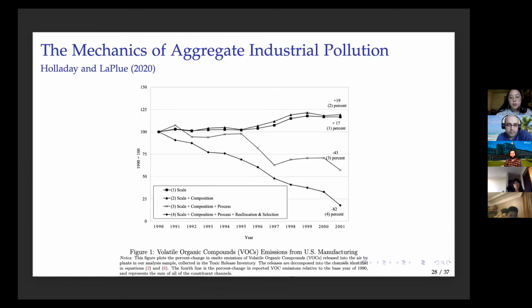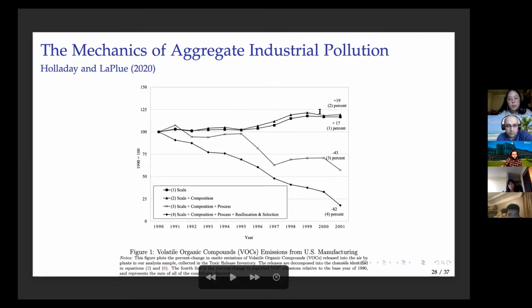So this is kind of the key takeaway from this paper. What this is showing is what's happened to volatile organic chemicals throughout the 90s from US manufacturing. The bottom line here shows the aggregate change in VOC emissions for this sector throughout the 90s, so an 80% reduction. The top line shows the scale effect. So just like Levinson was showing, they try to figure out how much of this is due to manufacturing scale. Not surprisingly, none of it. Scale would have led to an increase.